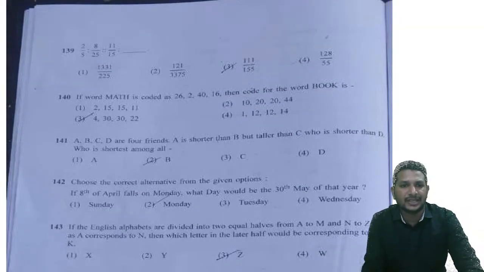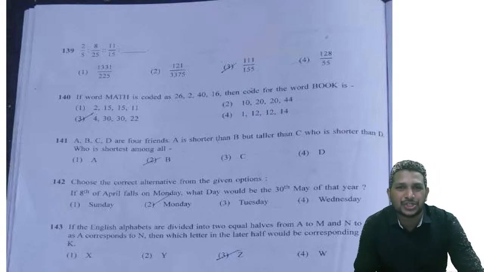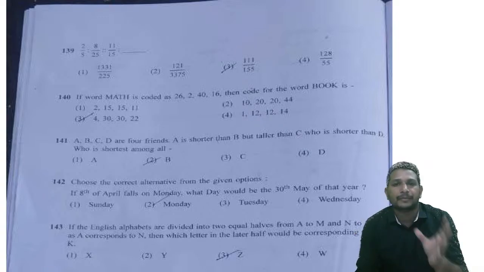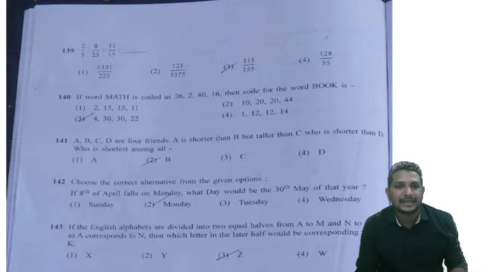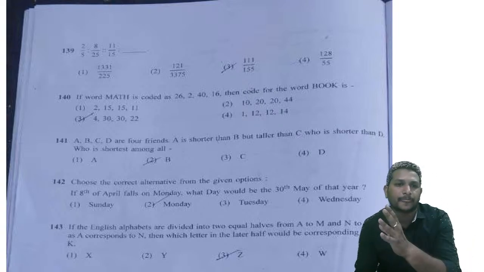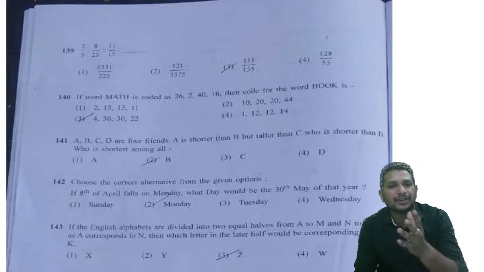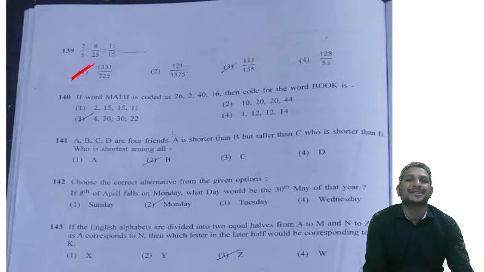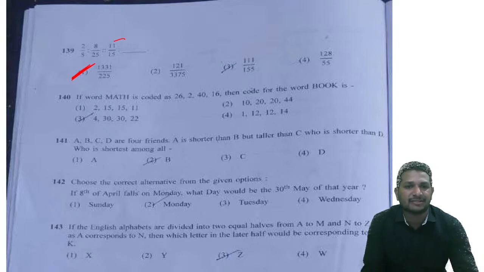Okay. Next question number 139. 2 by 5 gives 8 by 25. 11 by 15 gives what? If you look at this analogy question, 2 gives 8, that's nothing but 2 cube. Cube of the numerator and square of the denominator. Same way, the square of the denominator means what? 15 square? 225. 11 cube is 1331. So that's nothing but option 1.